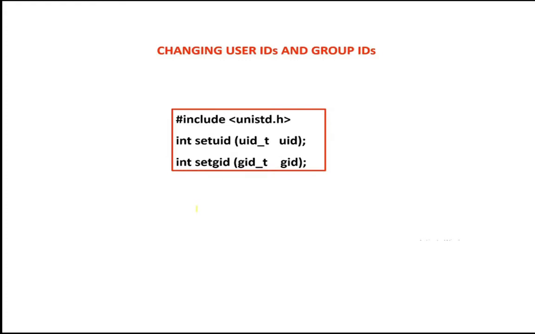Then next, changing the user ID and the group ID. It is done by using two functions, setuid and setgid. setuid sets the user ID, and setgid sets the group ID. And here you have to provide the user ID and the group ID. They return two values: 0 will be returned if the change has been done successfully, else they return -1 on error.